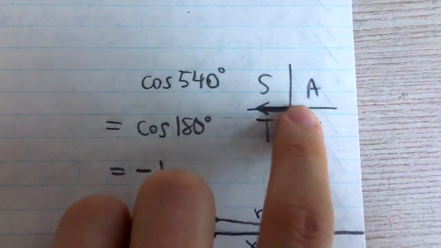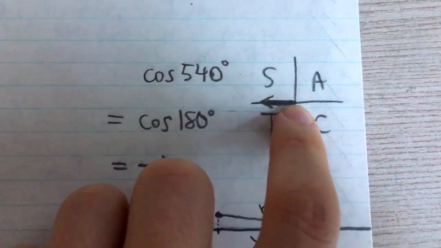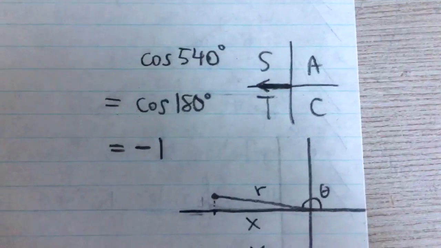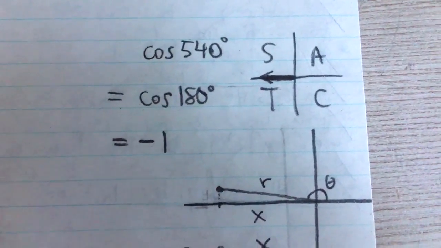Now we count the remaining 180, and we see our angle is going to be on the negative x-axis right here. And that means cosine 180 is negative 1.